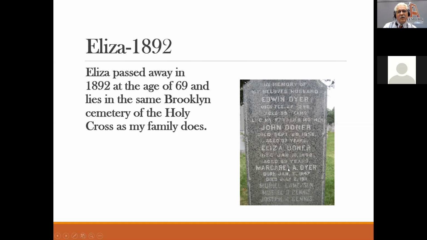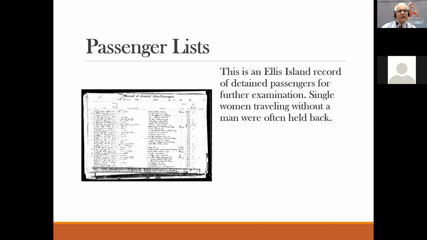And here's her daughter, Margaret. And here's her husband, John. And here's Margaret's husband, Edwin. So they're all there together. So you can see that with a little creativity, you can find out an awful lot about a woman if you know where to look.